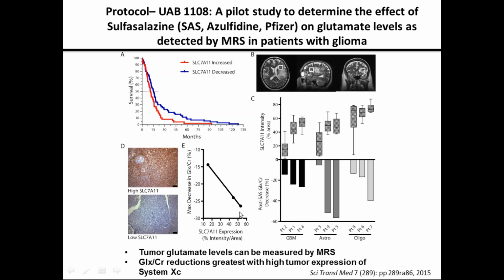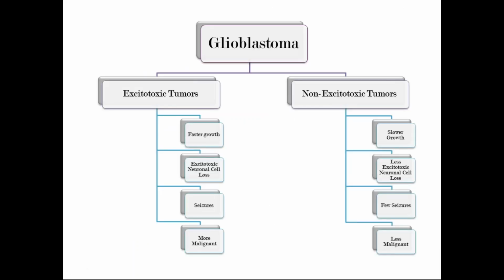We were able to show statistically that this correlated with the patients who had higher expression of the transporter in the brain. So it allowed us to say that tumor glutamate levels could be measured by MR spectroscopy, and that these reductions were greatest in the patients who had high expression of this transporter called System XC.